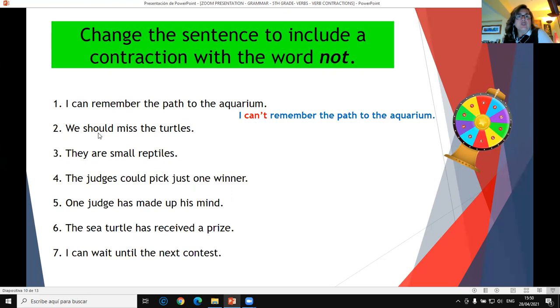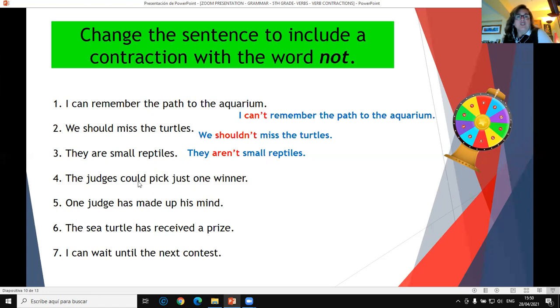Number 2, we should miss the turtles. We can put not after should and say shouldn't. We shouldn't miss the turtles, like this. Number 3, they are small reptiles. If we contract are with not, we can say aren't and say they aren't small reptiles.